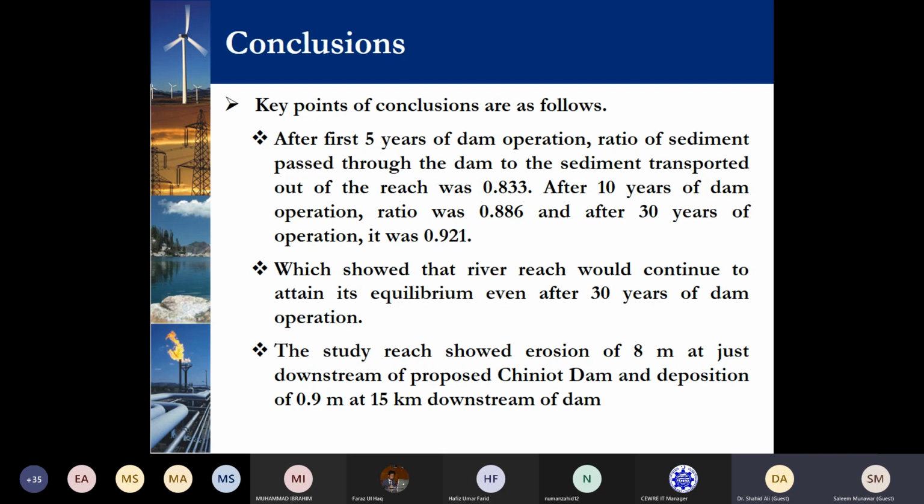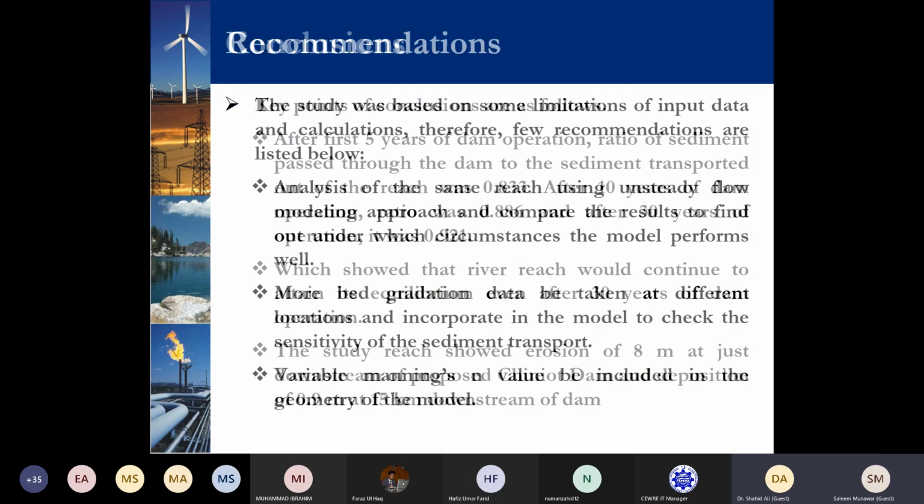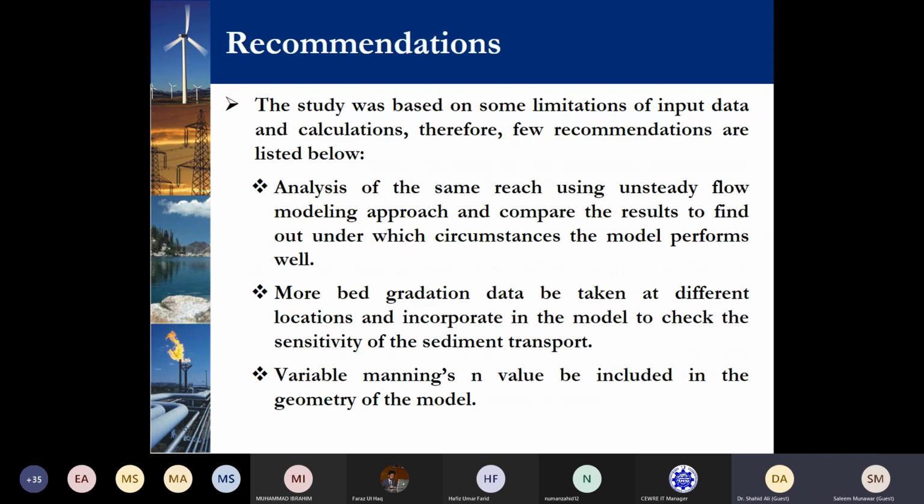The steady reach showed erosion of a maximum of 8 meters just downstream of the proposed dam and deposition of 0.9 meters at 15 kilometers downstream of the dam. The study was based on some limitations of input data and calculations. Therefore, a few recommendations are listed below. Analysis of the same reach using an unsteady flow modeling approach, and compare the results to find out under which circumstances the model performs well. More bed gradation and more Manning's values should be included in the geometry of the model.